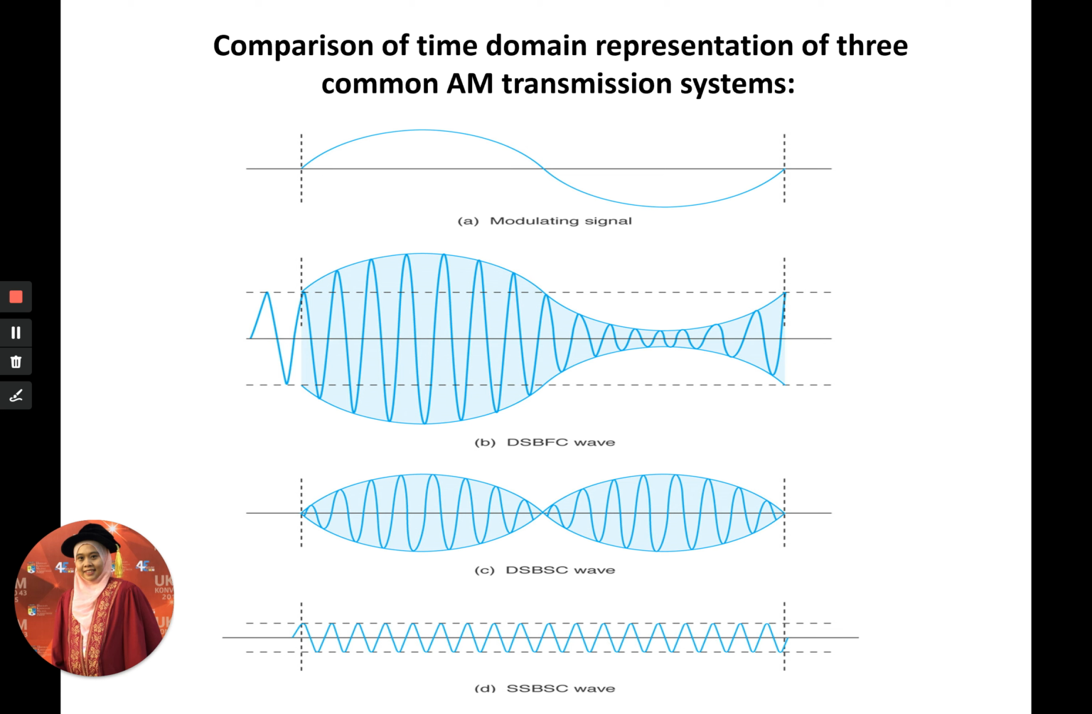So this is the comparison in terms of waveform or envelope shape depending on the system that we choose. This one is the envelope that we learned in chapter 4, double sideband full carrier. And this one is double sideband suppressed carrier, whereby we can see the envelope meeting on the zero axis. And for the single sideband suppressed carrier, we only get a very simple sine wave on the waveform.